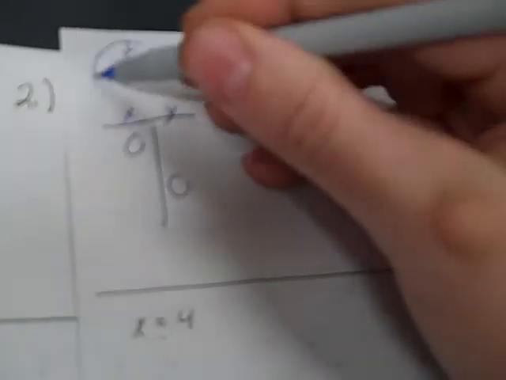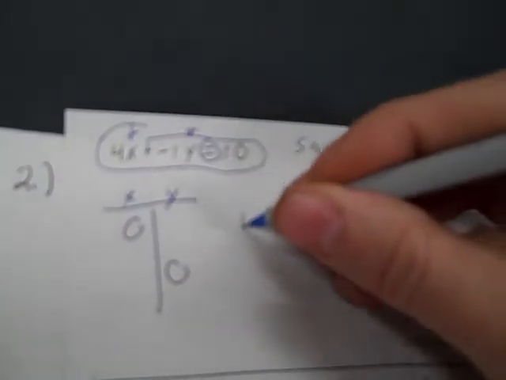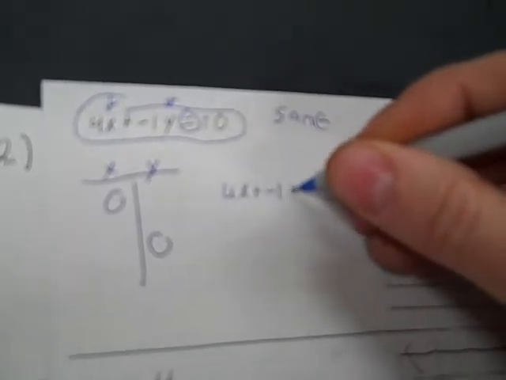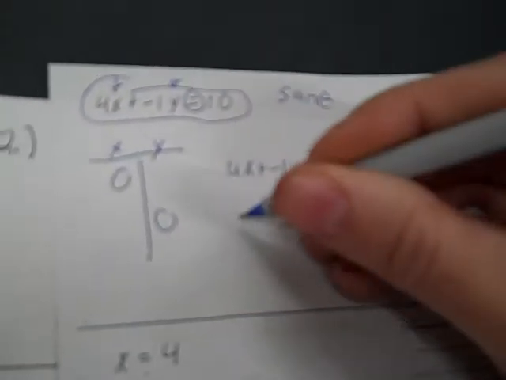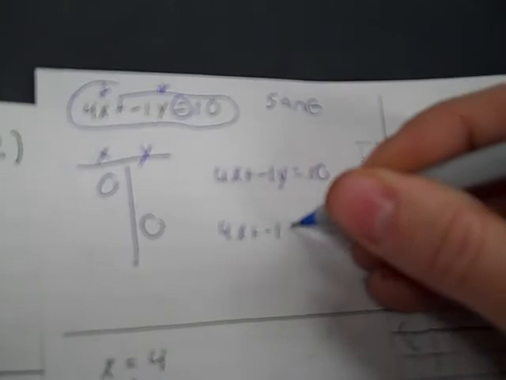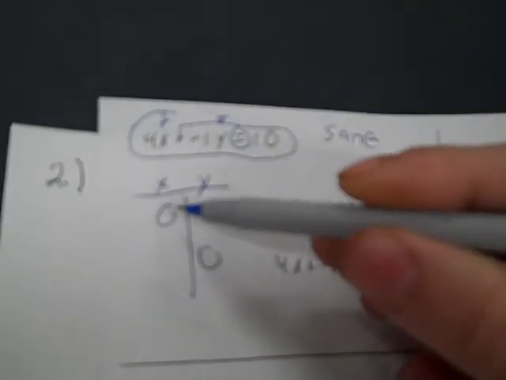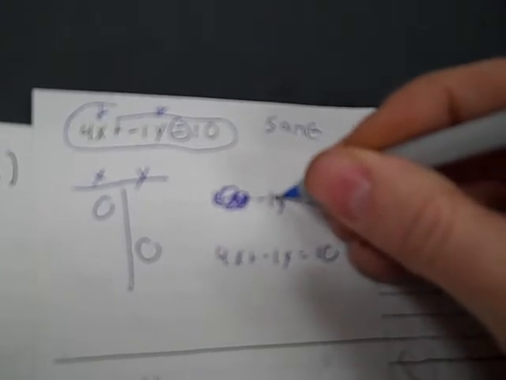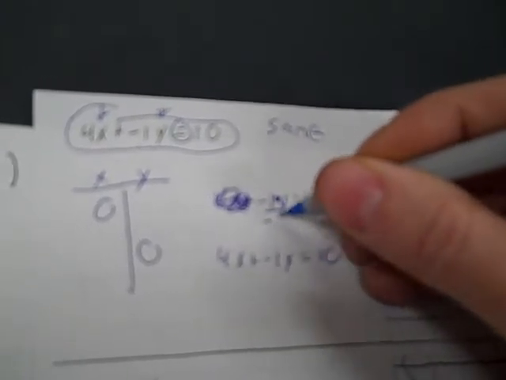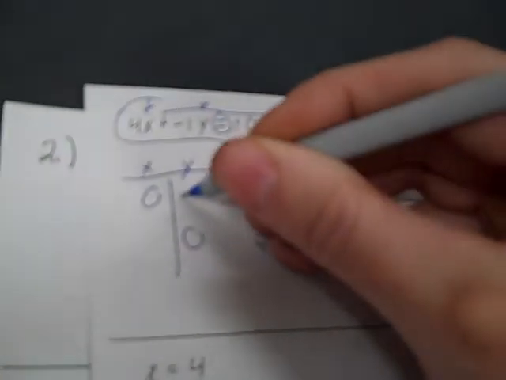Now, I'm going to circle that because I'm only looking at that for now. Write that down twice. And then again. X is 0. Dot your -1 and then divide. And 10 divided by -1 is -10. So the Y is -10.